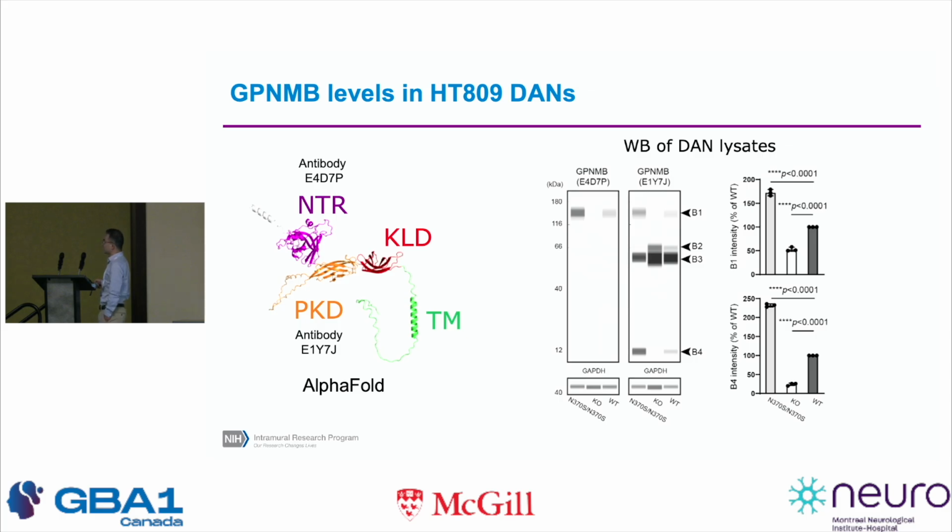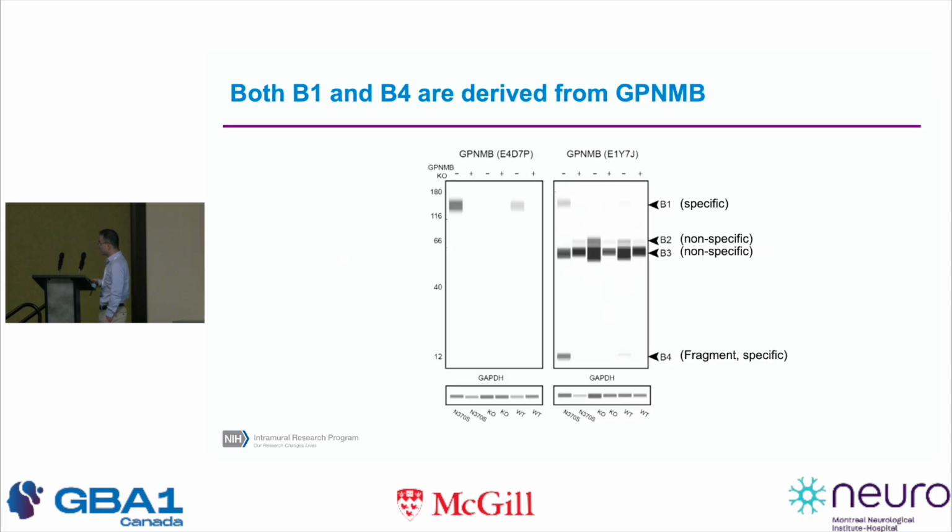To investigate the specificity of these detected bands, we knocked out GPNMB in our GBA1 isogenic lines. As shown here, upon GPNMB knockout, both B1 and B4 disappear completely, indicating they are derived from GPNMB. On the other hand, B2 and B3 persisted in GPNMB knockout lines, suggesting they are most likely non-specific signal.